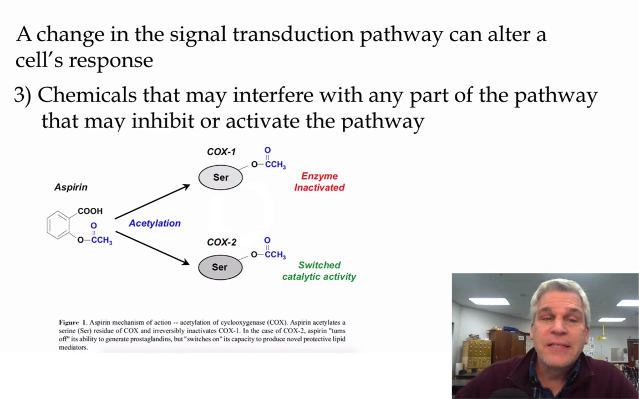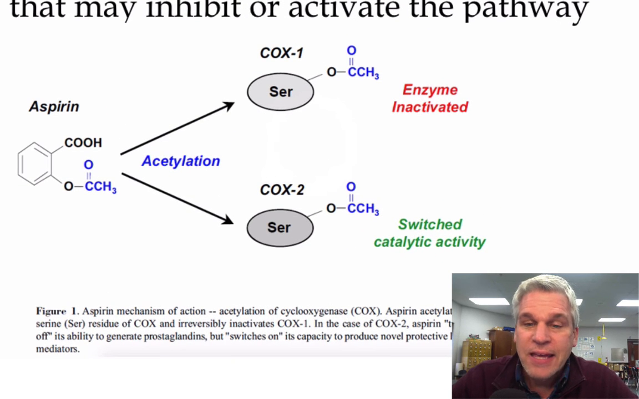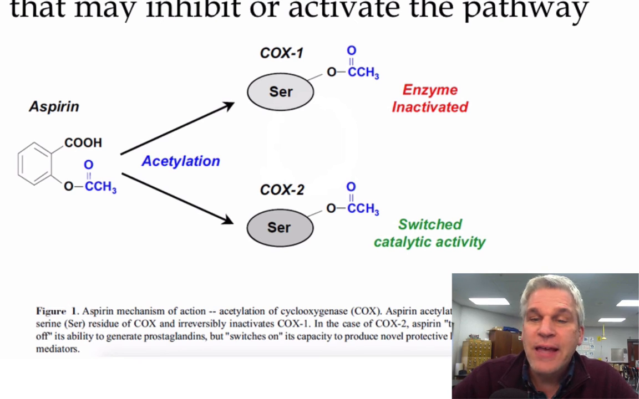Another example is aspirin. Aspirin can inhibit a pathway. In one of the many things that aspirin does, it can affect the cyclooxygenase enzymes, which there's two of them. We call them COX-1 and COX-2. Aspirin, through the process of acetylation, will break off a small functional group and it attaches to these enzymes.